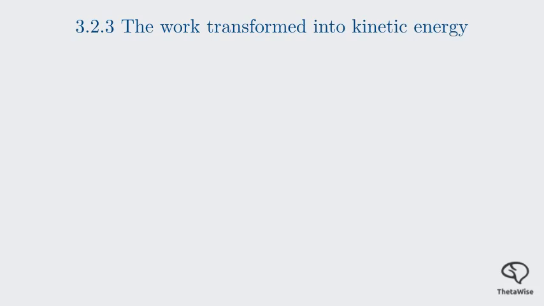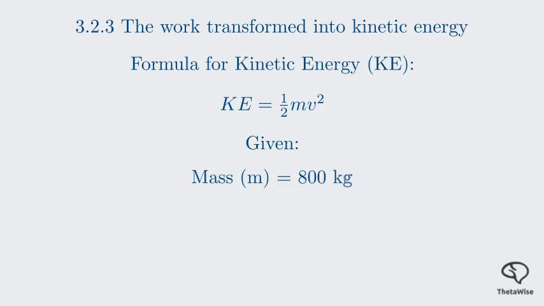Now for part 3.2.3. Calculate the work transformed into kinetic energy. This question is asking for the change in the car's kinetic energy. Since the car started from rest, its initial kinetic energy was 0. So the work done to give it kinetic energy is just its final kinetic energy. The formula for kinetic energy is KE equals 1/2 mv squared, where m is mass and v is velocity. We have the mass and the final velocity from our previous calculations. The mass is 800 kilograms, and the final velocity is 27.778 meters per second.